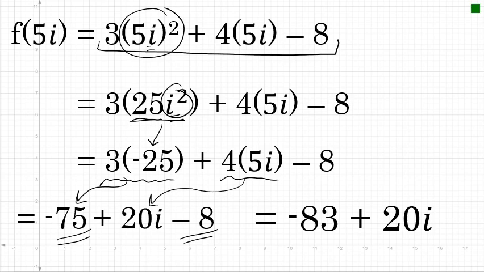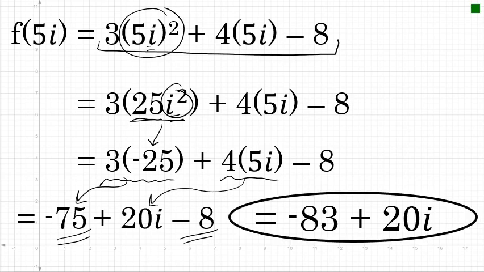Our final answer: if f of x equals 3x squared plus 4x minus 8, then f of 5i is equal to -83 plus 20i.